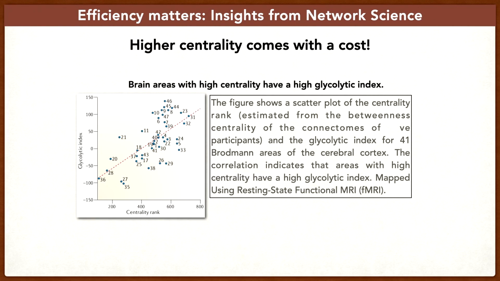Now, one more work shows that higher centrality means providing better efficiency, which comes with a higher cost. These numbers are the brain regions, and the y-axis shows the glycolytic index for those brain regions. It has been found that it is correlated with their centrality rank. So the higher the centrality of a given brain region, the more energy it requires for its functioning.